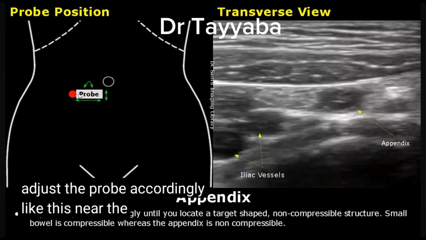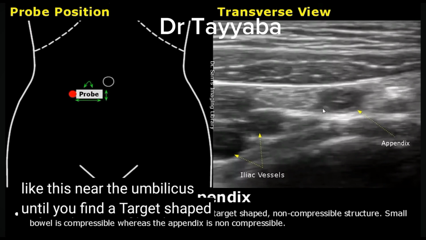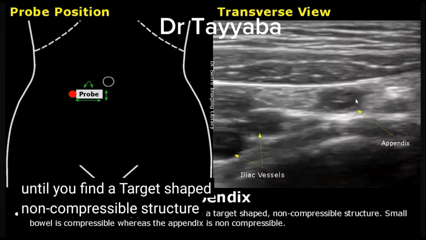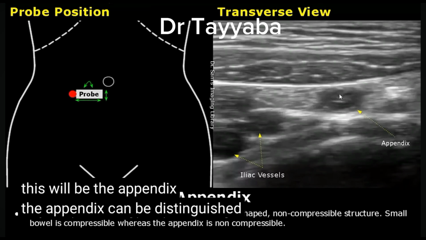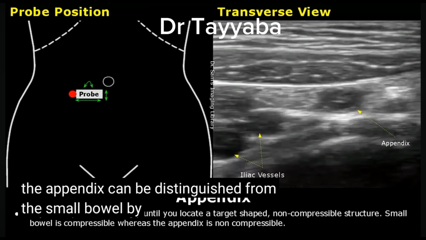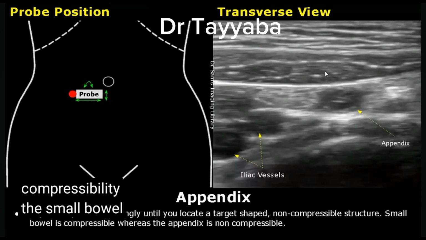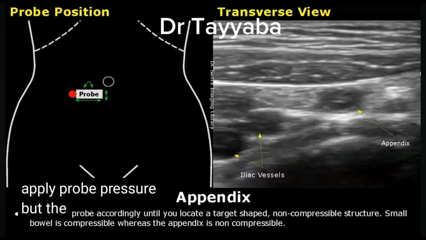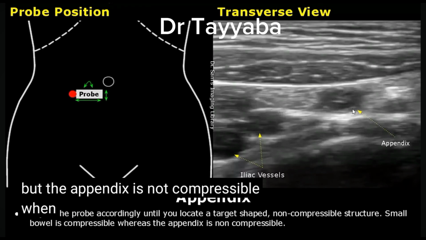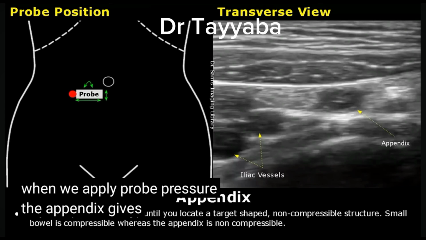Adjust the probe accordingly, like this, near the umbilicus, until you find a target-shaped, non-compressible structure. This will be the appendix. The appendix can be distinguished from the small bowel loop by seeing the compressibility. The small bowel is compressible when we apply probe pressure, but the appendix is not compressible when we apply probe pressure.